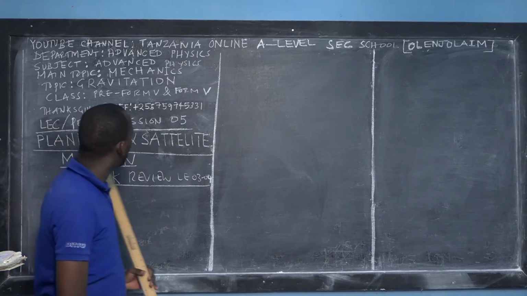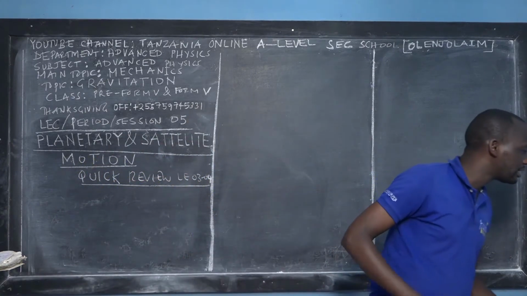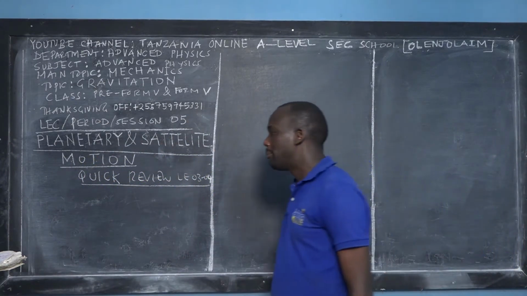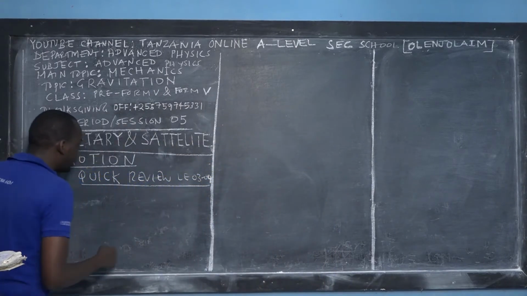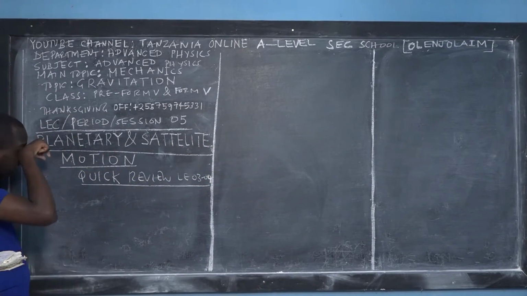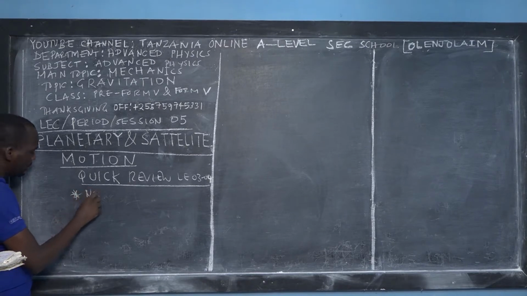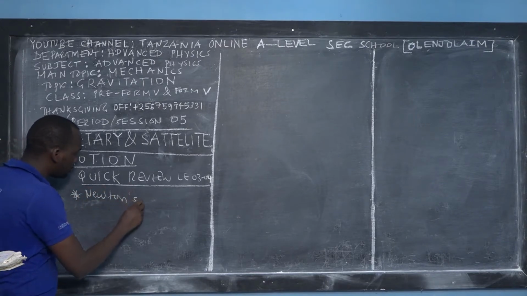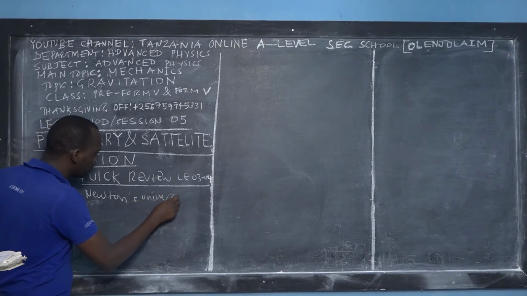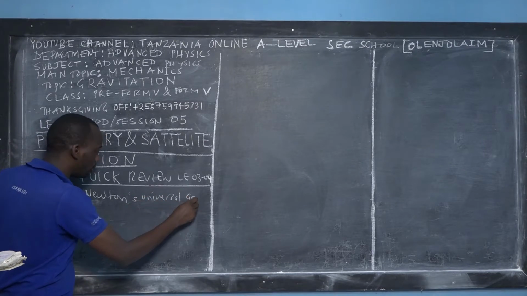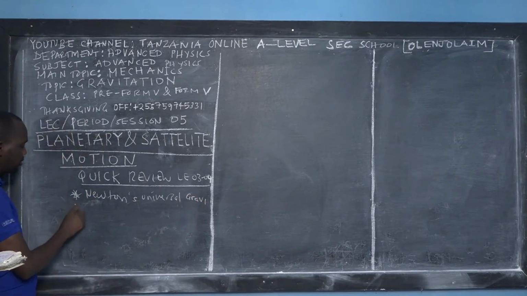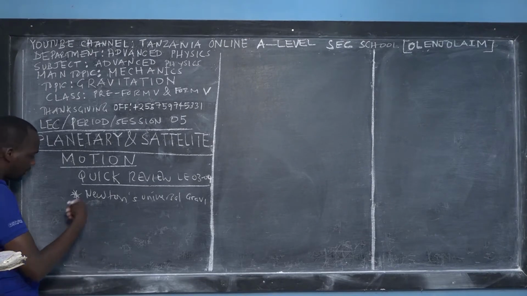And today I'll be teaching about planetary and satellite motion. But before I start this, I would like to link the previous lectures or sessions and today's lecture. In lecture 3, we learned a lot of things, but the main concept was Newton's universal gravitational law. We learned also how to use the consistency between Kepler's laws and Newton's universal gravitational law.